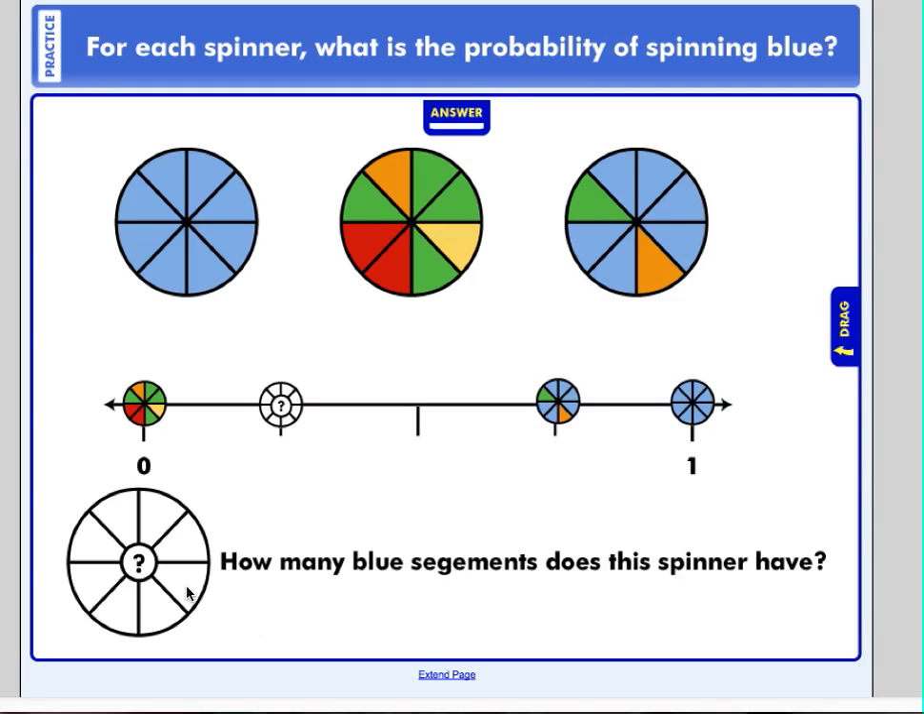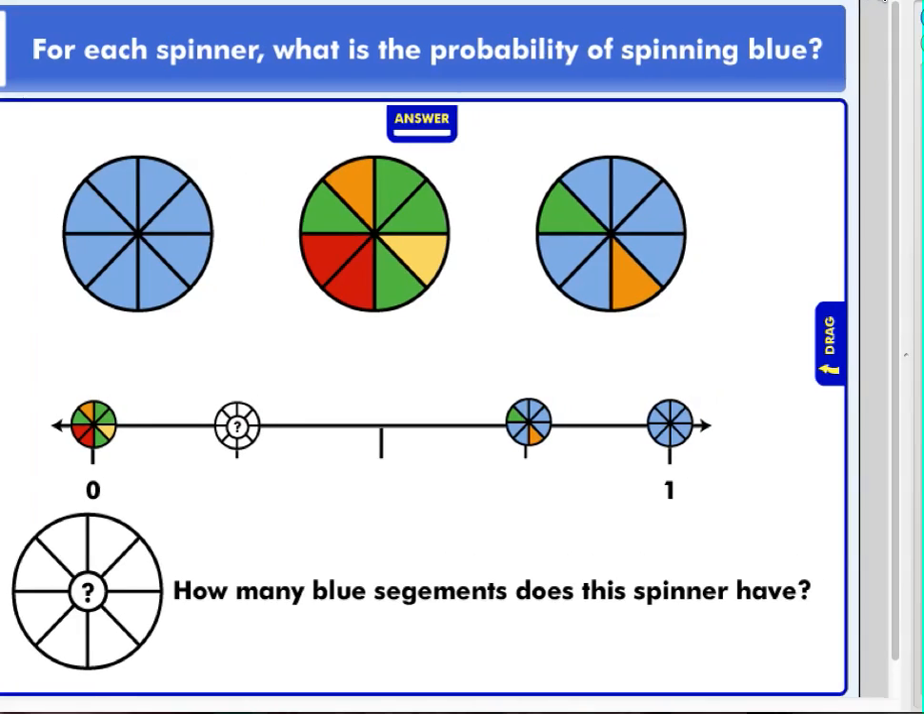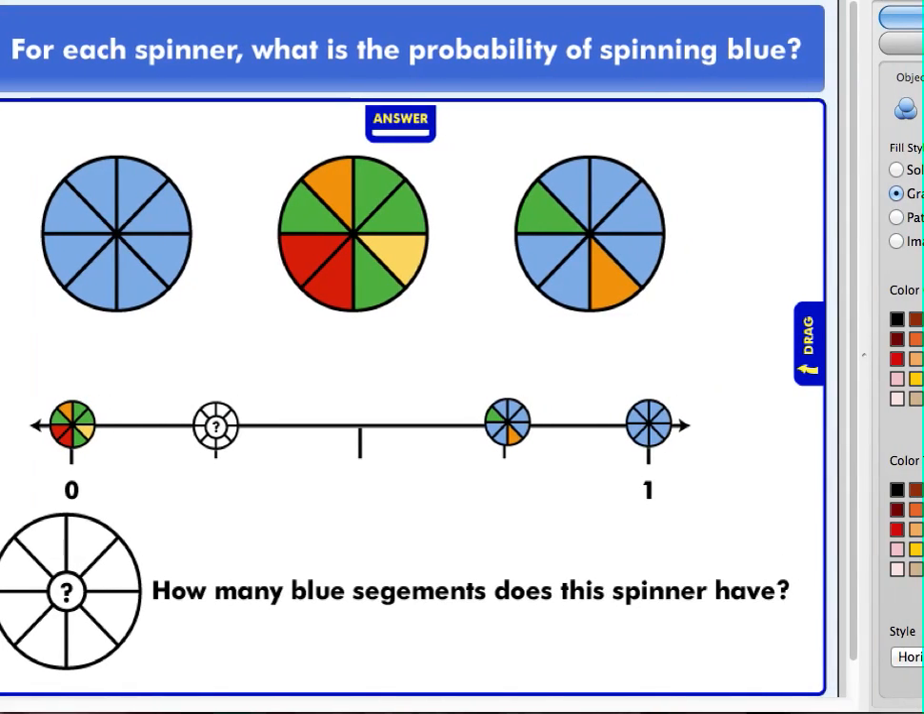Now let's take a look at this one right here. How many blue segments does this spinner have? This spinner is located right here on the number line. How many blue segments would it have if it's at 1/4, meaning 1 and 4 are blue? 1/4 is equivalent to how many 8ths?